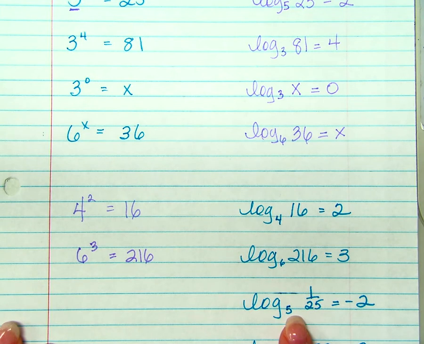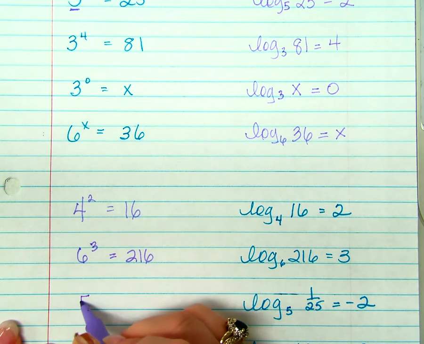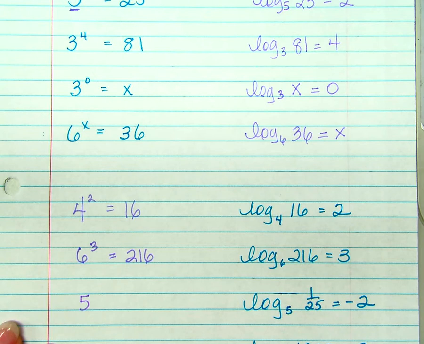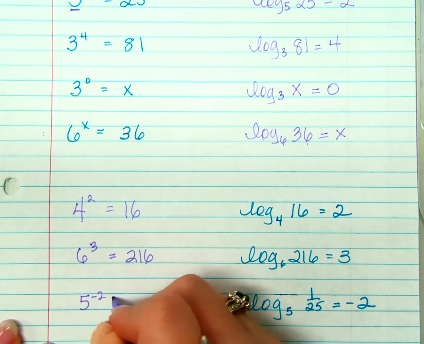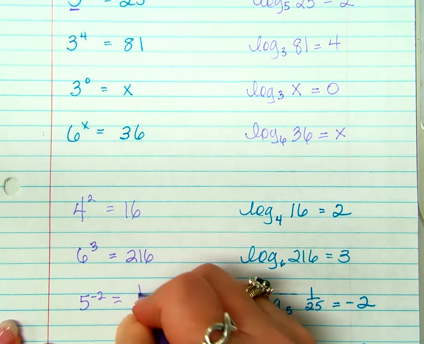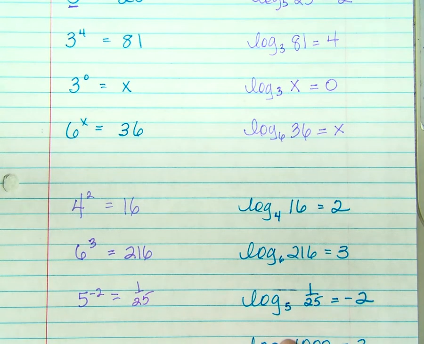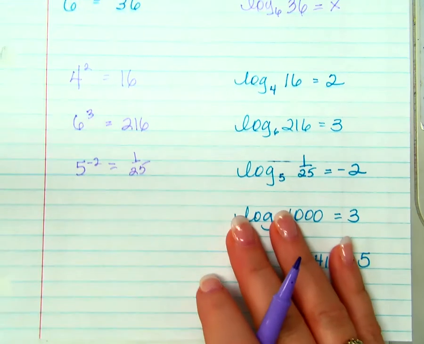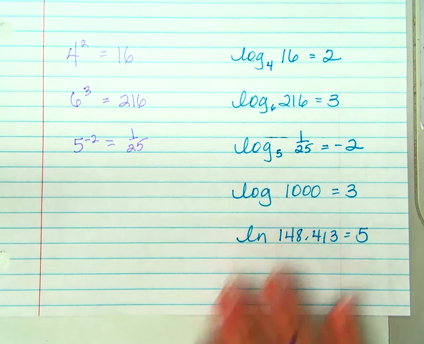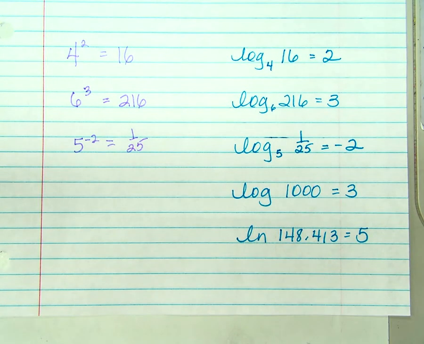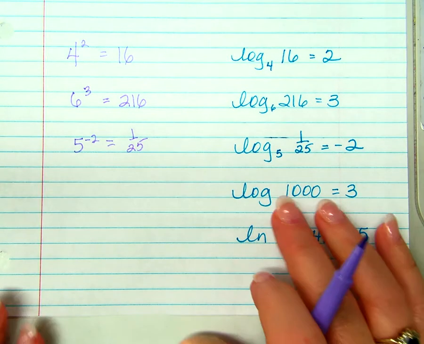What's the base? 5 to the negative 2 power equals 1 over 25. And then last but not least, I have 2 more to show you, because I don't want you to be tricked. Rewrite this one for me.